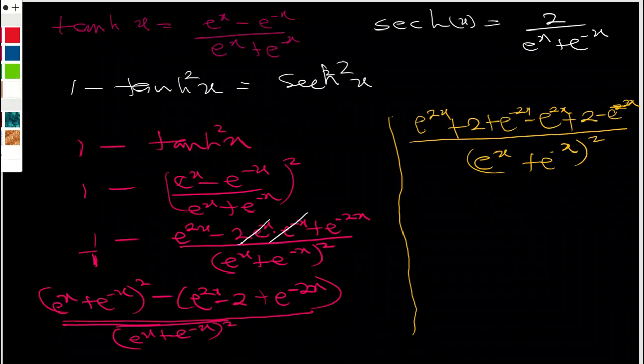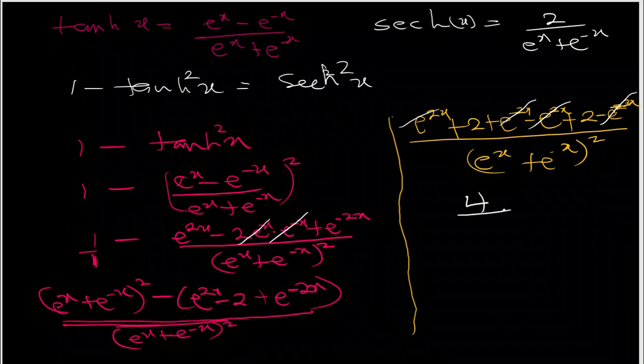Simplifying, we are going to have the e power 2x taking care of this, the e power minus 2x also taking care of this one. The simplified expression becomes 4 over e power x plus e power minus x all squared.